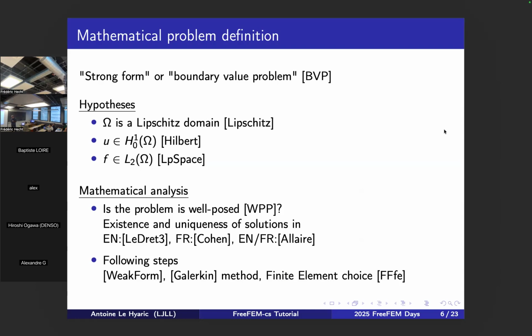So now we've done the physics, we go to the mathematical side. We got the strong form of the equation. From the mathematics point of view, we need a few more hypotheses. The domain must be a Lipschitz domain. u and f must belong to the right spaces. If you have any questions about these spaces, I also added the links. And we can do the mathematical analysis of that problem.